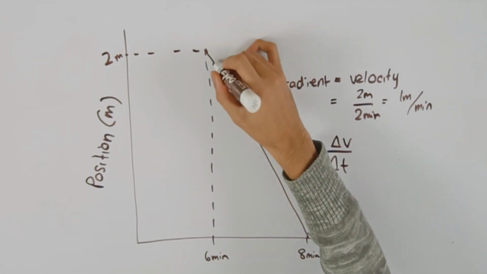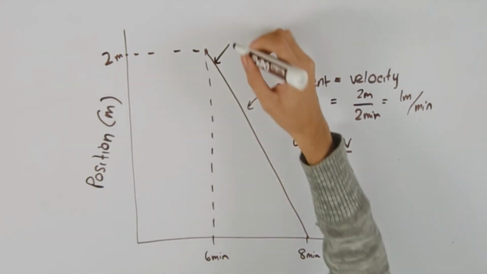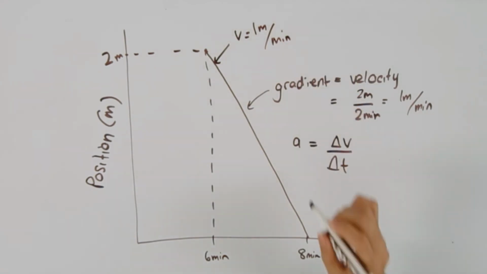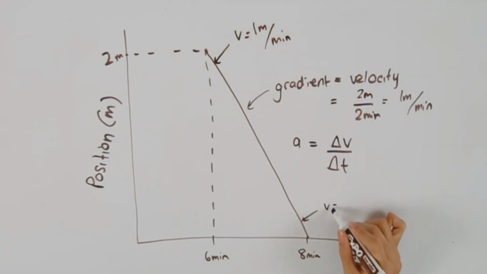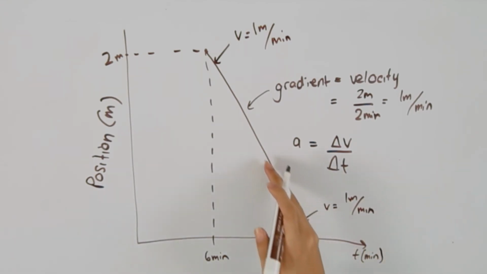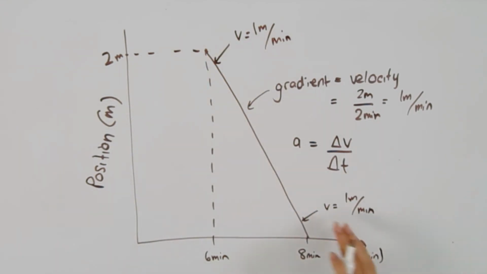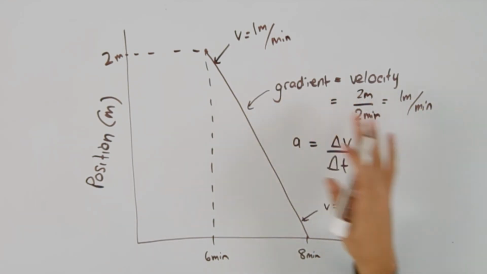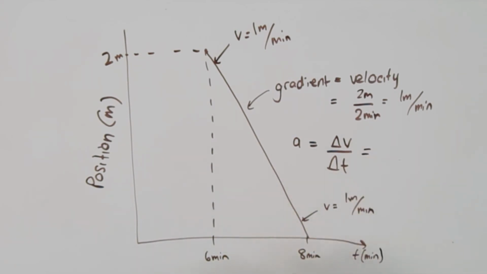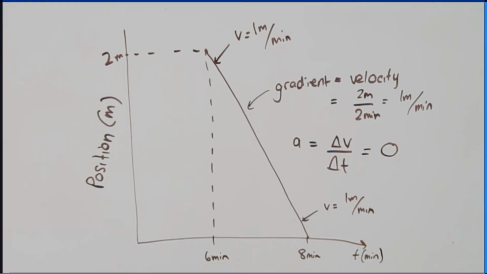Let's choose any point here. At this point, the velocity we know is 1 meter per minute. And right here the velocity is still 1 meter per minute. Remember, during this entire straight line, the gradient hasn't changed at all. The gradient is constant, so the velocity is constant. If the velocity is constant, that means the velocity hasn't changed at all, and if the velocity hasn't changed at all, then our acceleration is 0. So the answer is that the acceleration during this period is 0.